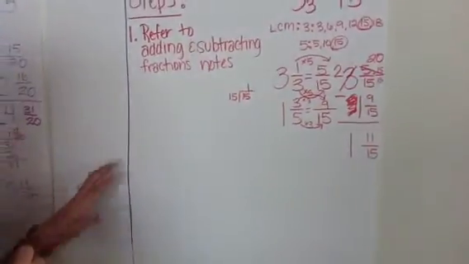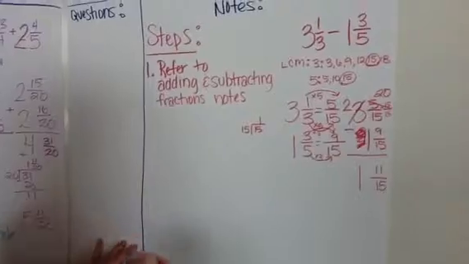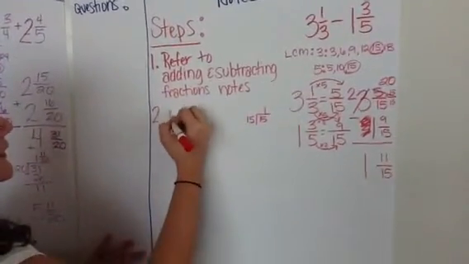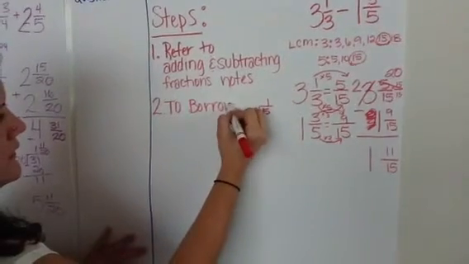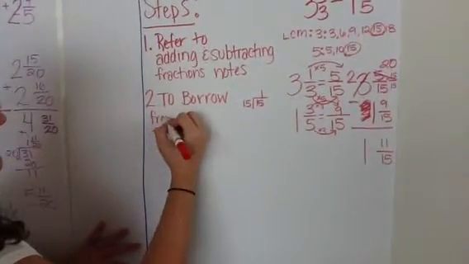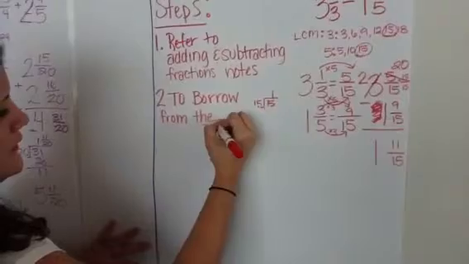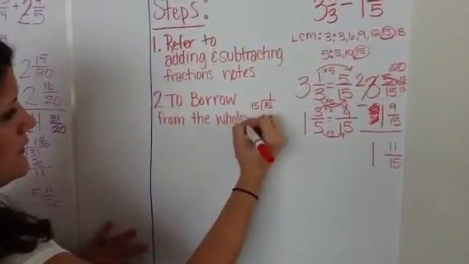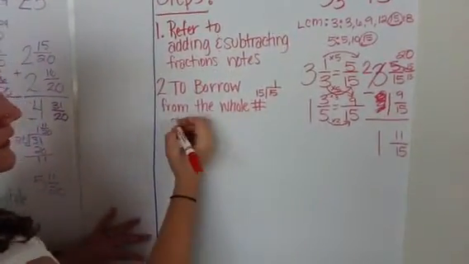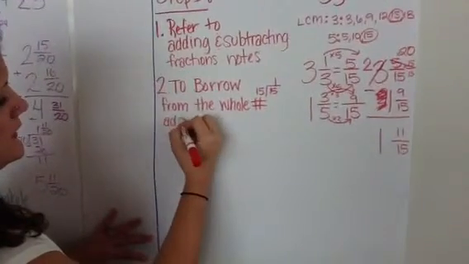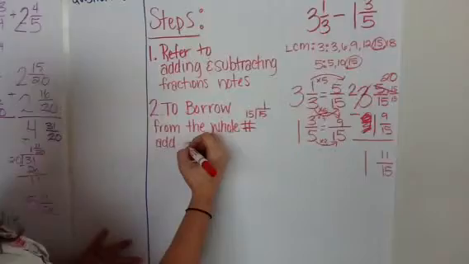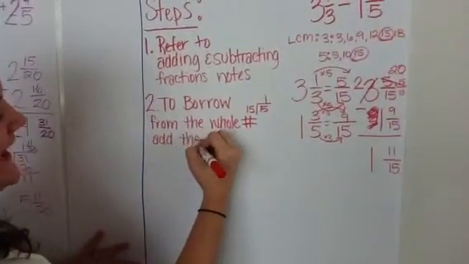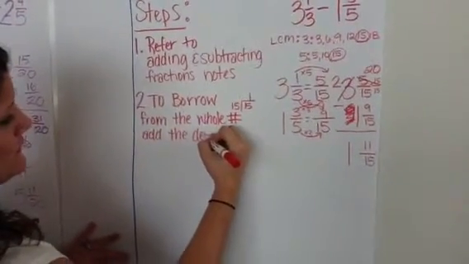So let's add those steps over here for borrowing. To borrow from the whole number, add. I usually say add the denominator to the numerator.